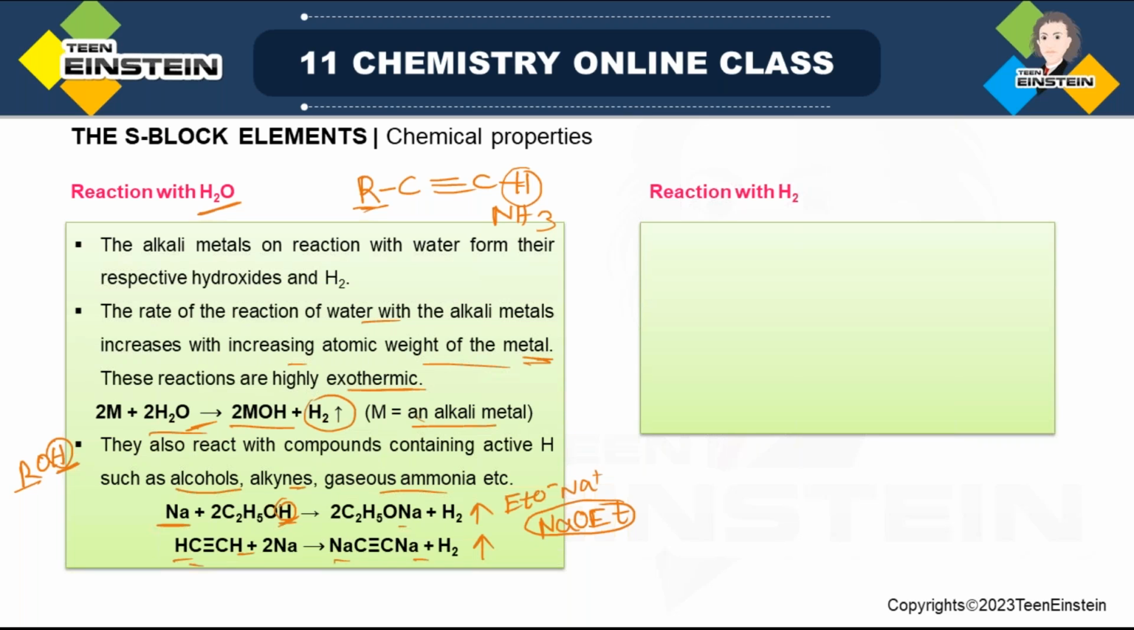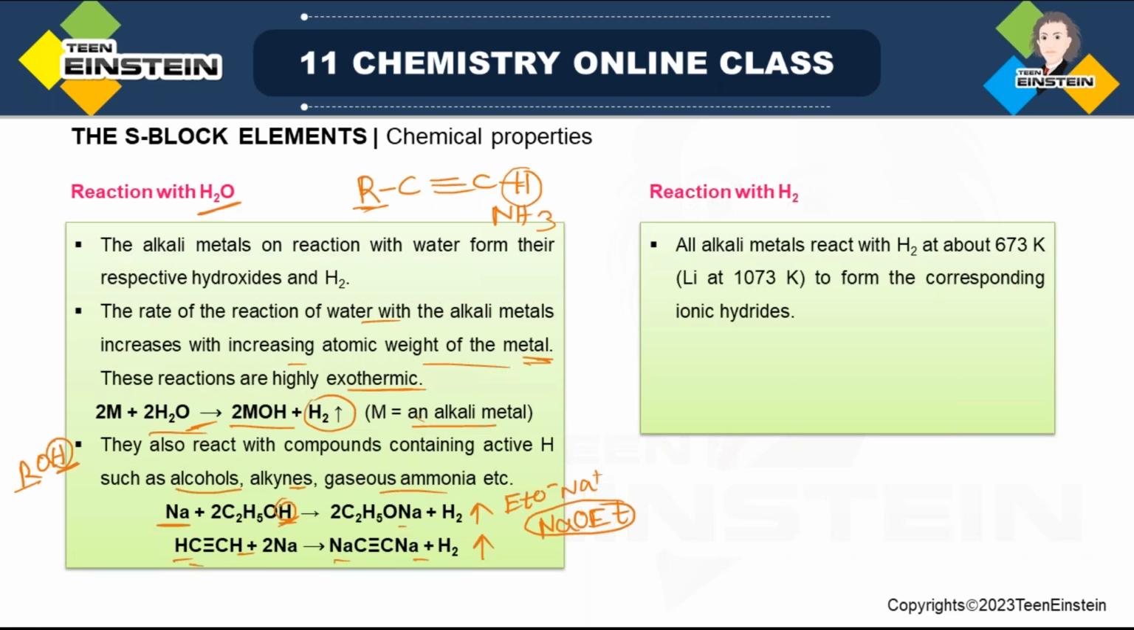Reaction with hydrogen. All alkali metals can react with hydrogen. Look at the temperature, it is around 673 Kelvin. The only exception is lithium, for which you need more temperature. And they form ionic hydride.